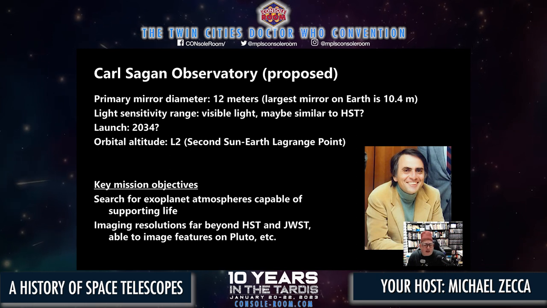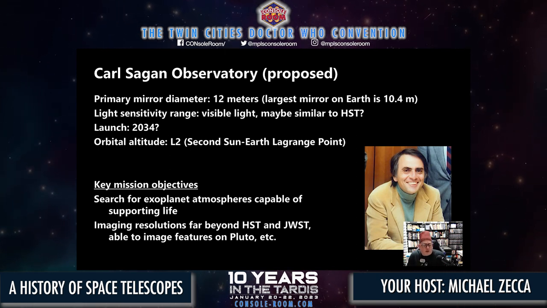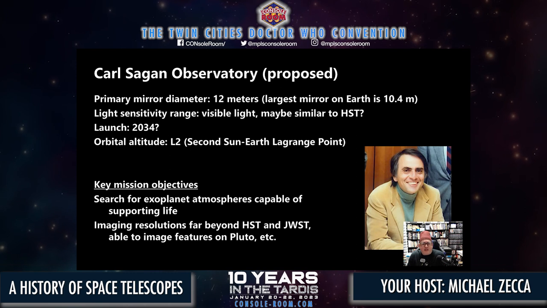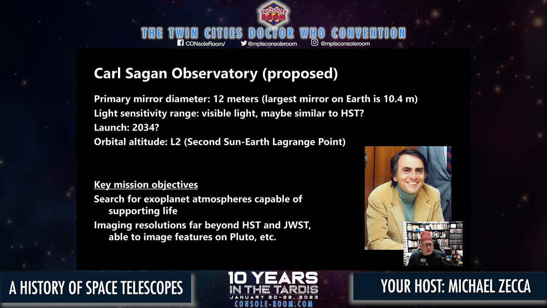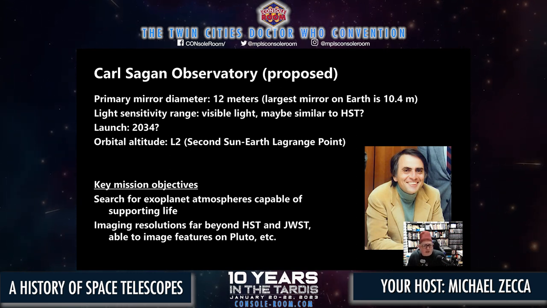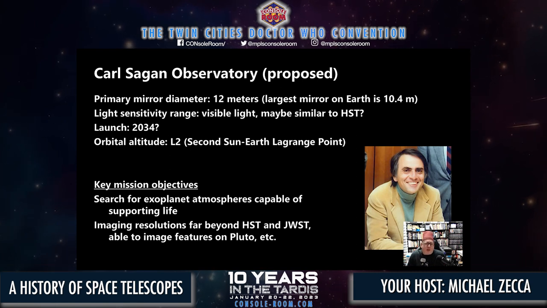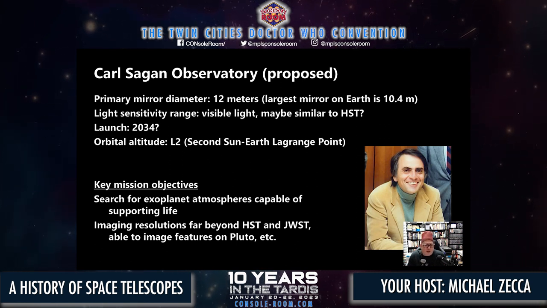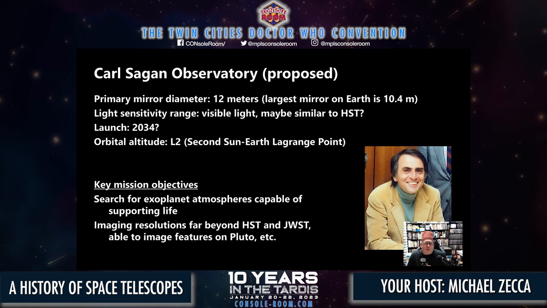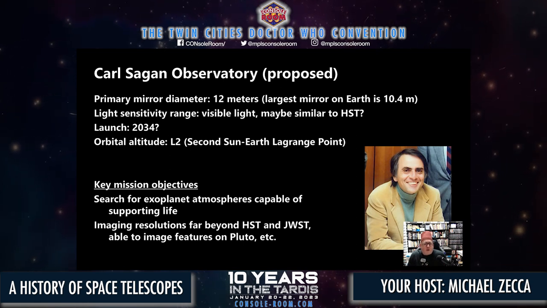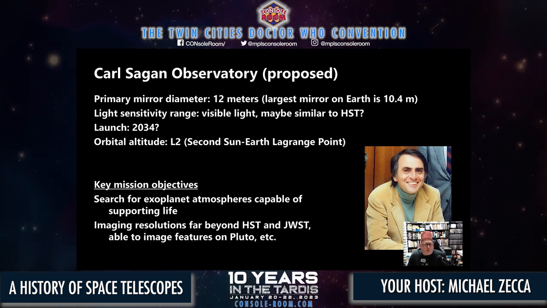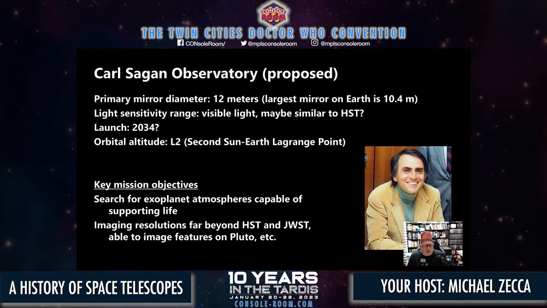How do you get it into space? The JWST is half that size, and we had to fold it up to fit it inside the largest rocket we have. So there's a lot of questions about how you're going to get it there. Light sensitivity range, it looked like from the notes I was seeing, they're primarily aiming again at visible light, kind of a similar spectrum to HST. They're aiming for maybe a 2034 launch if they can get things together by then.